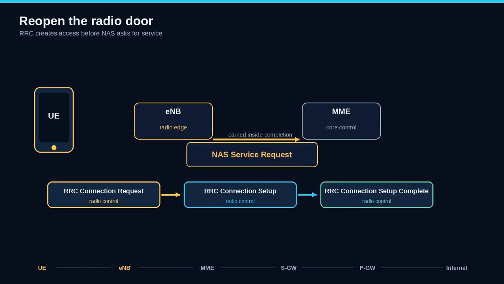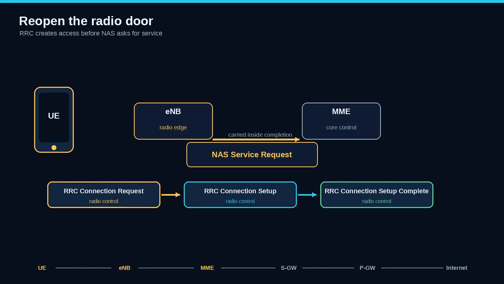In other words, the phone first creates a local speaking path, then uses that path to ask the core network for service. This is why RRC setup alone is not internet service. It opens the first gate, it does not restore the end-to-end bearer. The three-message exchange is like a short access checkpoint: request, setup, completion. Only after the final step can the deeper request travel inward.